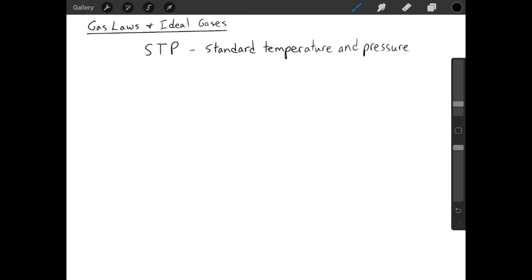Sometimes when you're using the ideal gas equation, you'll see reference to something called STP, which is the standard temperature and pressure for a gas. The standard temperature for a gas is 0 degrees Celsius, or 273.15 Kelvin. And the standard pressure for a gas is 1 atmosphere.